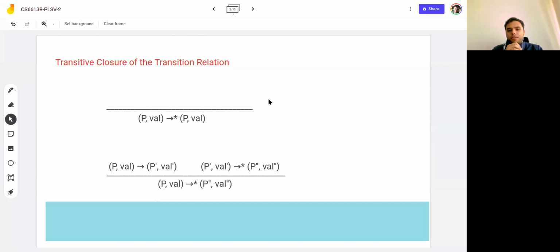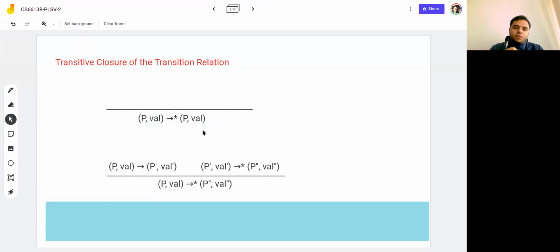Now that we have our transition relation, which we showed with this arrow, we can also define the transitive closure of our transition relation. The idea of the transition relation itself was that from one state, you can go to another state in a single transition. But the transitive closure captures the fact that you can go from this state, p val, to some other state, p prime val prime, probably with several steps of execution. So not just one, maybe zero, maybe more than one.